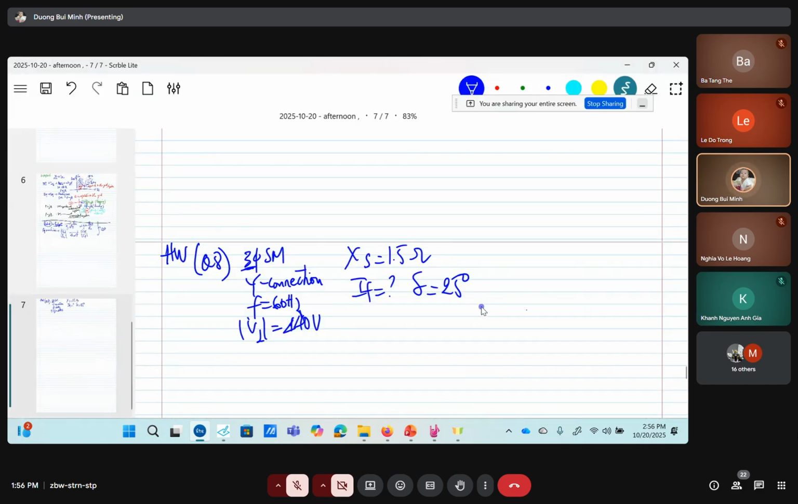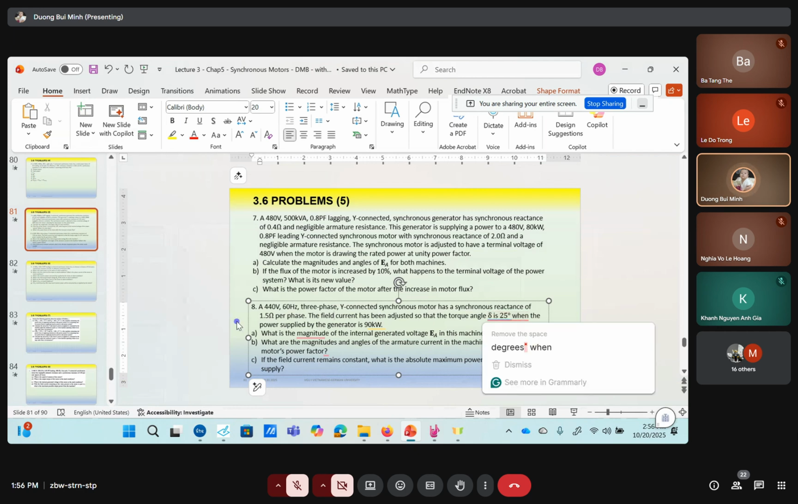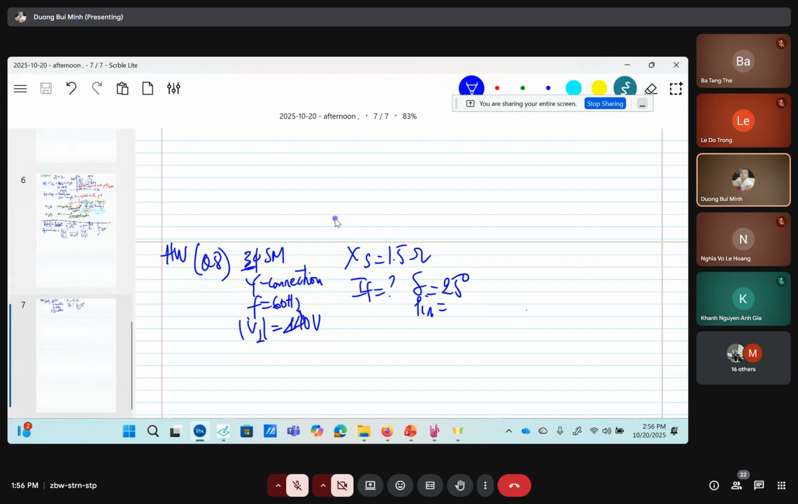Yeah, the power supply. So that means we have P in. When the power supply by the generator is 90 kilowatt. Okay, so this is a synchronous motor. Of course, we don't know P out or P rated, but we know P in is 90 kilowatt at the phase angle delta of 25 degrees with some value of IF.